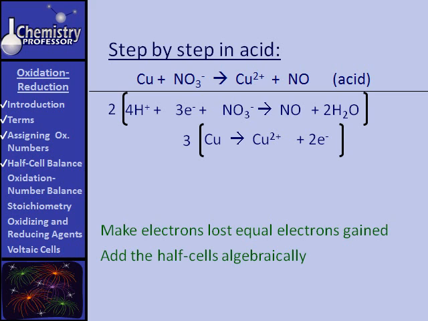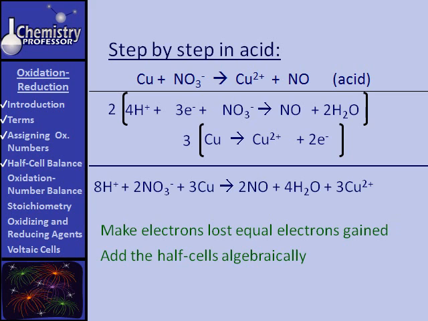Okay. Now we're going to add the half cells algebraically. You know the rules of adding equations in algebra. So let's see, what do we have here? We have 2 times 4 is 8 hydrogens. We have 6 electrons in and 6 electrons out, so they go away. We have 2 nitrates. Still on the reactant side, we have 3 coppers, and that's going to produce 2 NOs and 4 waters and 3 cupric ions. See? It's completed and balanced. All right, got the idea?